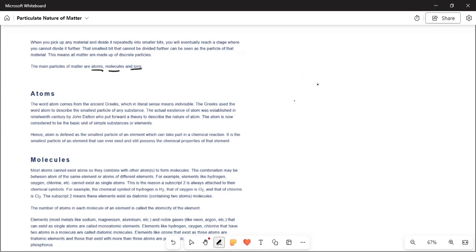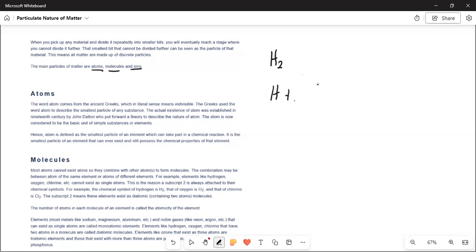The combination may be between the atom of the same element or atoms of different elements. For example, whenever you see the symbol of hydrogen written, you see a number 2 attached to it. The question is, where is this 2 coming from? The 2 is there because hydrogen as an element cannot exist as a single atom. The atom of hydrogen is H, but we do not write the symbol as H, rather we write it as H2 because hydrogen does not exist as a single atom.